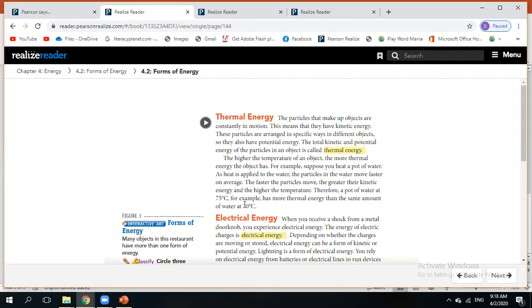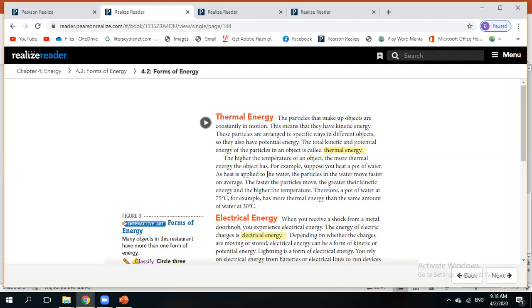Okay, girls? So we are talking about thermal energy. What's the meaning of thermal energy? Thermal energy is the sum of kinetic energy and potential energy of particles in an object. The higher the temperature of an object, the more thermal energy the object has. Because if it has a higher temperature, if I apply heat, it will cause these particles to move faster, so its kinetic energy will increase, so it has more thermal energy. Okay, is this clear?